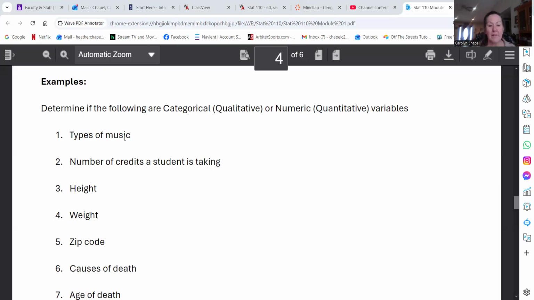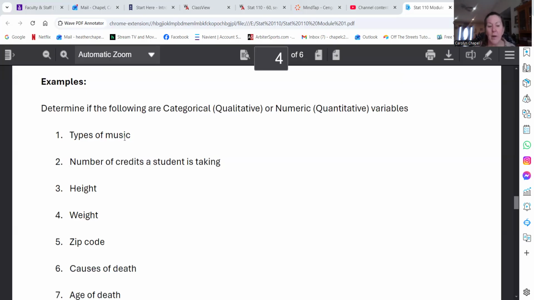The number of credits a student is taking, first of all, it is a number. And it is numerical because we can order that and it makes sense. So I'm taking 17 credits, you're taking 15 credits. I am taking more than you. The difference between the two, we could subtract them. We could add them if we wanted to. Doesn't make a whole lot of sense to multiply or divide, but we could add and subtract. So those would be numerical or quantitative.